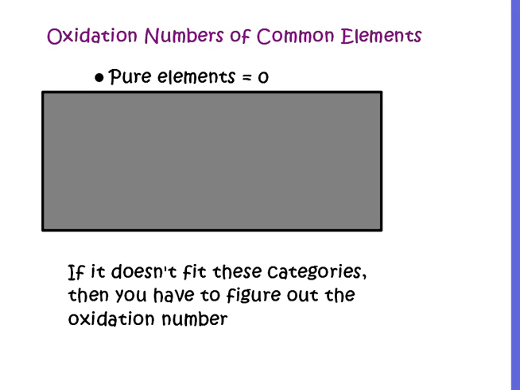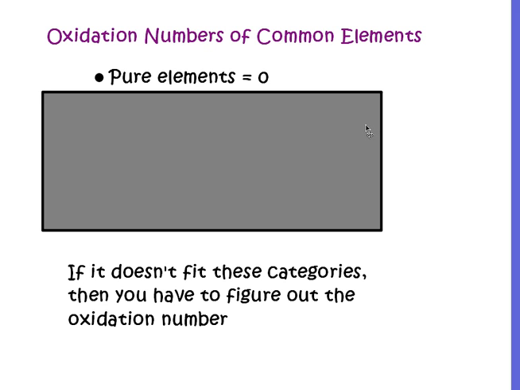Now, the oxidation numbers of some of the common elements are these. First of all, any pure element that's by itself has the oxidation number of 0. Now, if the element is part of a compound, then they will have different oxidation numbers. An oxidation number is a way for us to keep track of the electrons so that we can tell what is being oxidized and what is being reduced.